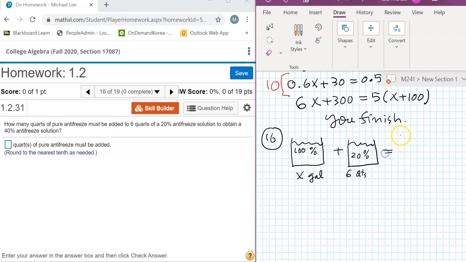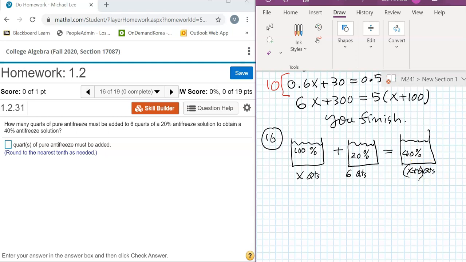And when you mix it, you want the mixture to be 40%. Okay, and then this is what? X plus 6 quarts. Well, it's not a gallon actually, so quarts. Let me just carry over that one. So this is quarts. Okay, X plus 6 quarts.